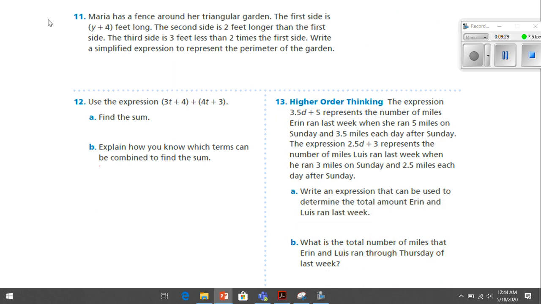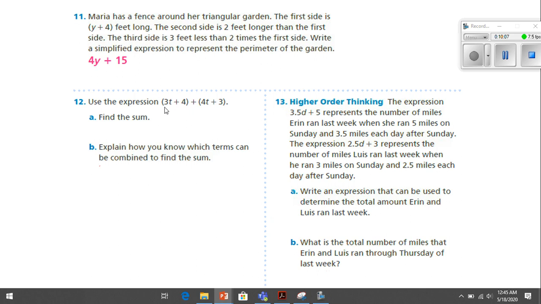Off to number 11. It says Maria has a fence around her triangular garden. The first side is y plus 4. Second is 2 feet longer than the first. So that's going to be y plus 4 plus 2. And the third side is 3 feet less than 2 times the first side. So we're going to multiply this by 2 and then subtract 3 from it. Well, when you add all those expressions up, you're going to end up with 4y plus 15.